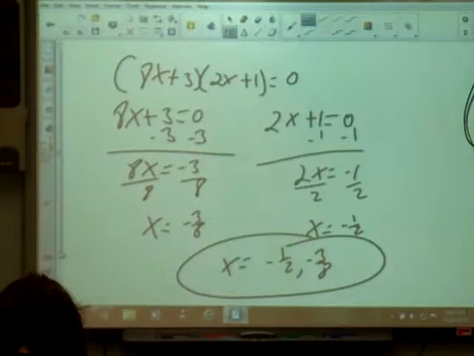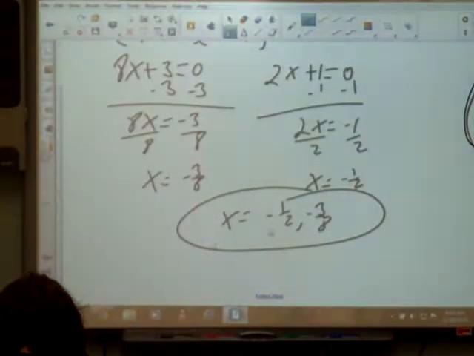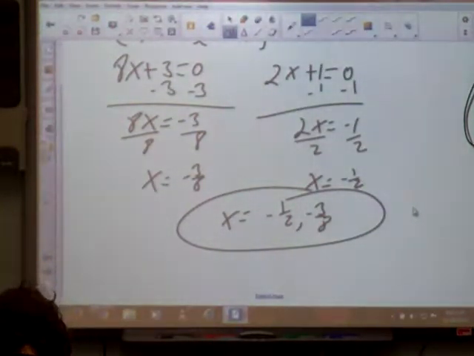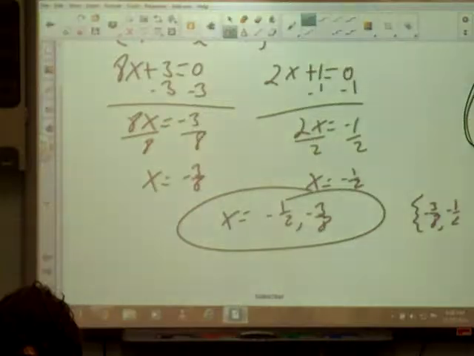Oh, okay, you might see them written in braces. Remember, that's the other way to write them. I just looked at the book and that's the way they wrote them.